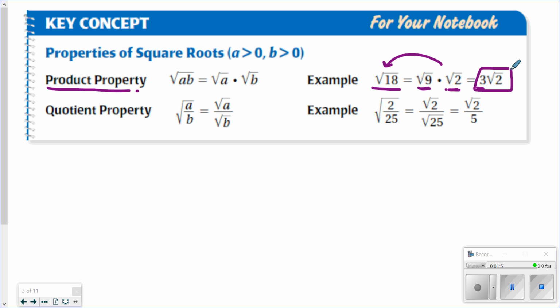Quotient property. The quotient property just states if you divide any two numbers, you can split it into two separate radicals. One thing we really want to focus on are our square roots. So if we look at our first example here, the square root of 2 divided by 25, we split those into two separate radicals, the square root of 2 divided by the square root of 25. Well, we know the square root of 25 is a perfect square number, and that simplifies to 5. So radical 2 divided by 5 would be our answer.